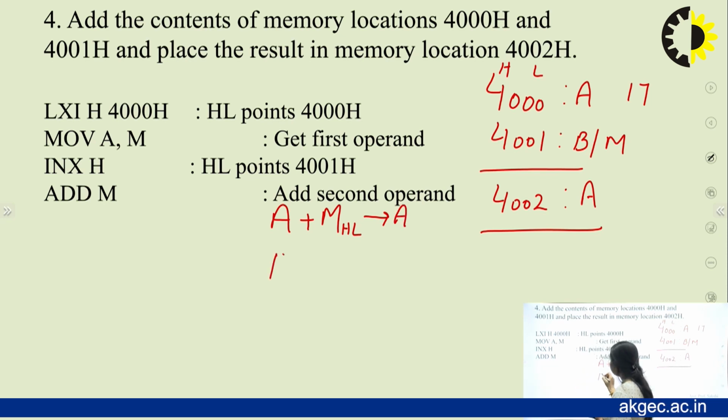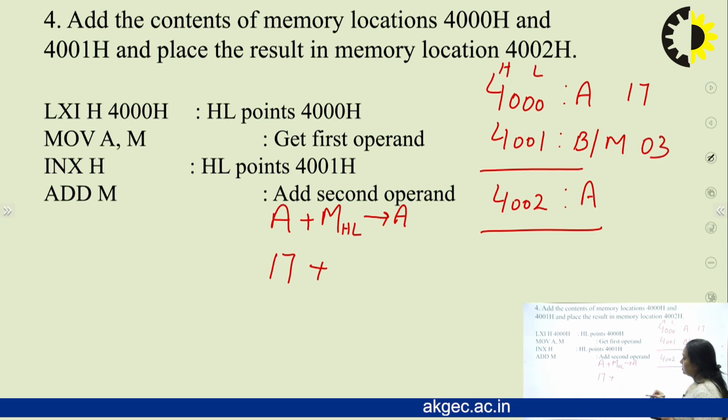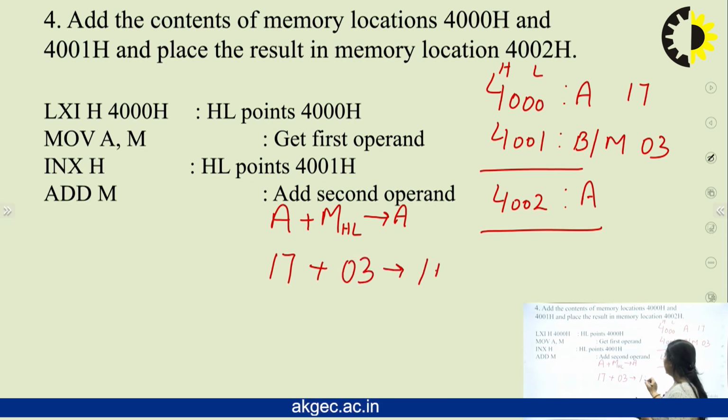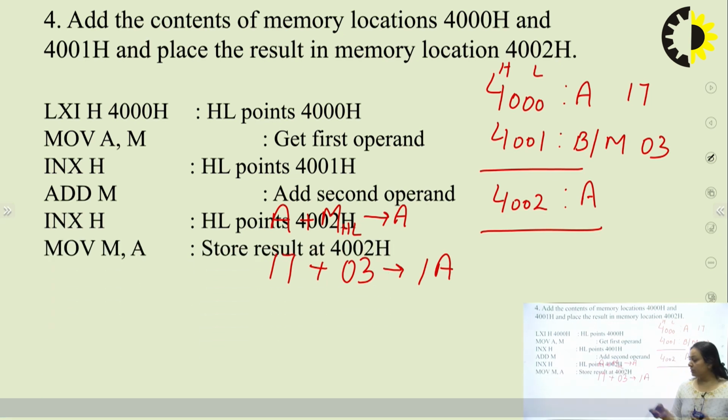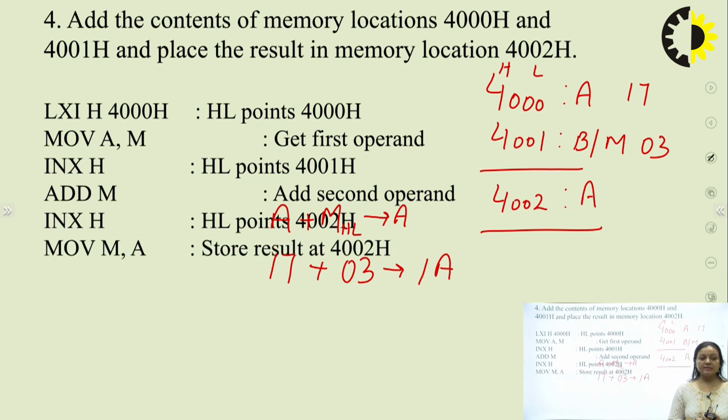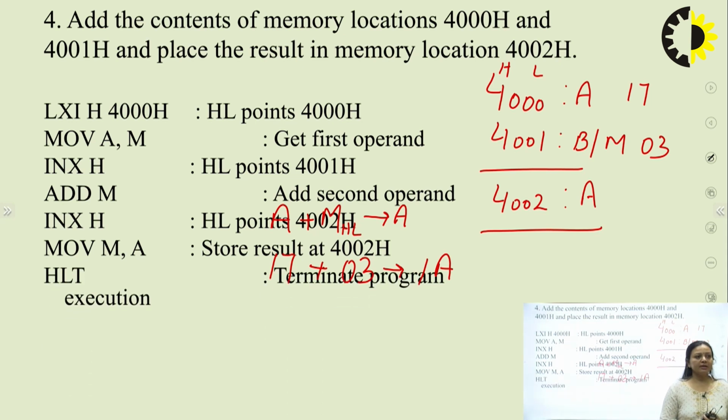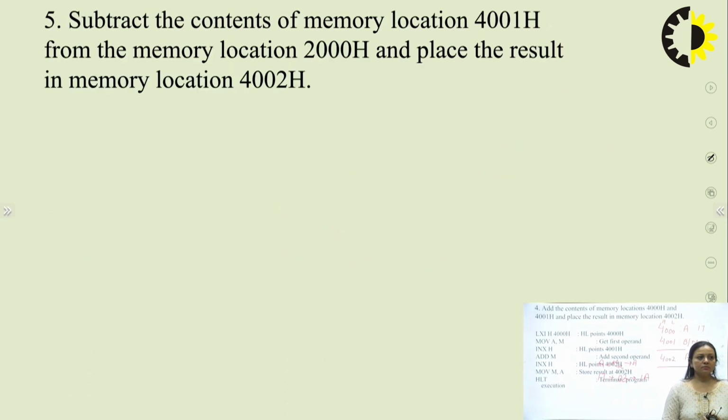So the accumulator was having 17, memory is pointing to location 4001. I assume it to be 03. So you will add 03 with the contents of the accumulator and the result, that is 1A, will be stored back in the accumulator. Now this result you have to display at location 4002. So again we write INX H, increment the HL pair again by 1. And now you can transfer the contents of the accumulator to the memory location. So this result will be displayed. Last, HLT, terminate.